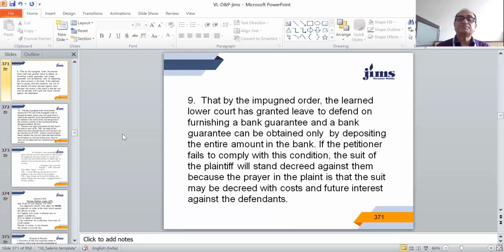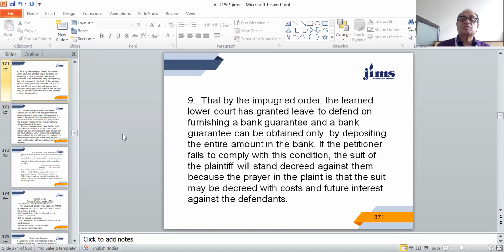And 9th, that by the impugned order, the lower court has granted leave to defend on furnishing a bank guarantee. And a bank guarantee cannot be obtained other than by depositing the entire amount in the bank.